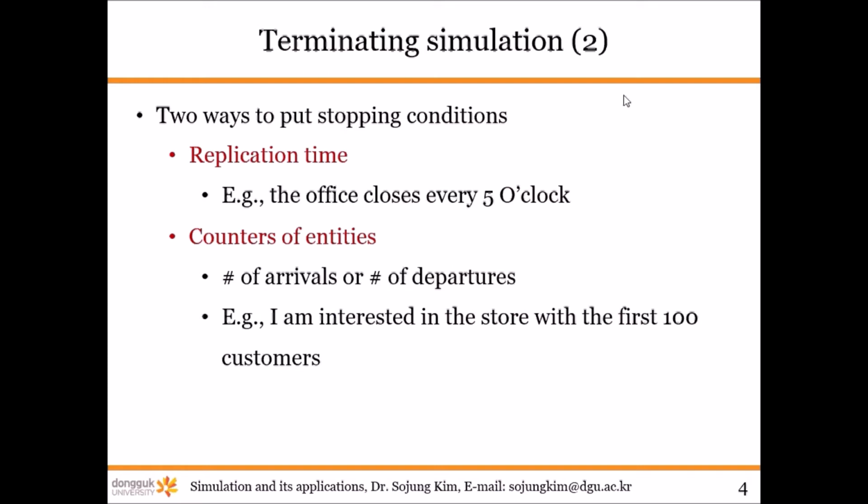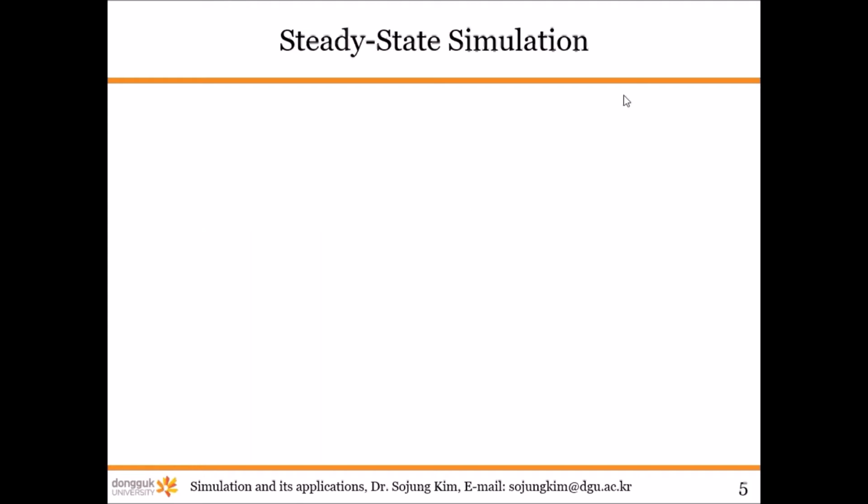In that case, for example, we can close a store after the first 100 customers, or after a thousand customers, and so on. Or you can close your manufacturing facility if you produce 1,000 items in a day. You can specify the stopping condition based on the number of entities leaving or entering your system. So there are two ways to specify the stopping conditions of the simulation model. That's terminating simulation, and next one is steady state simulation.